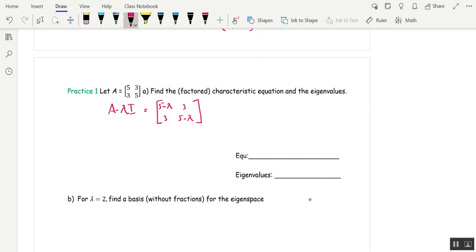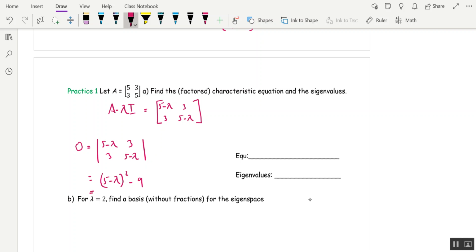Okay, now we want the characteristic equation. So I'm going to need to see 0 equals, and then I'm going to need to see the determinant sign of A minus lambda I. So 5 minus lambda, 3, 3, 5 minus lambda. Okay, so 0 equals, let's see, 5 minus lambda squared minus 9. And that equals, let's see, where can I go?